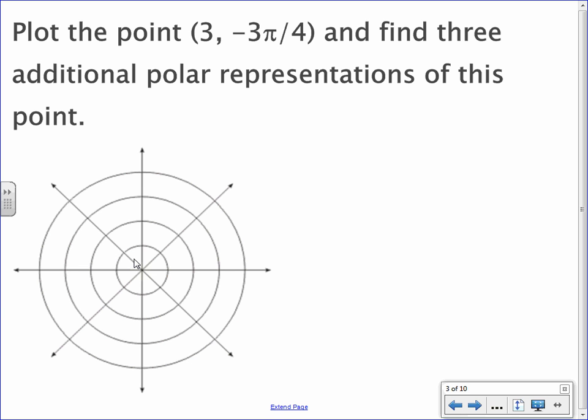Third quadrant, correct? So here I am in the third quadrant, and we're going to go forward 3. There's the coordinate (3, negative 3 pi over 4). What's another coordinate that describes that point? I could write this as (3, 5 pi over 4).